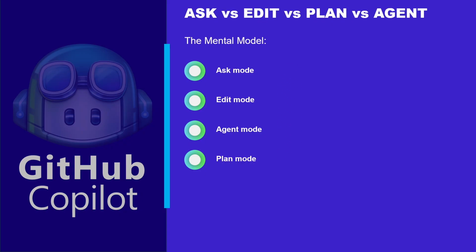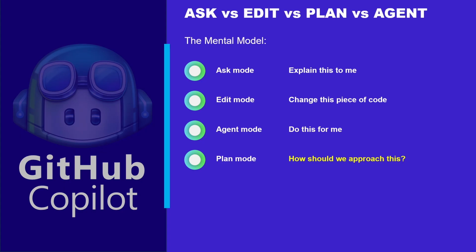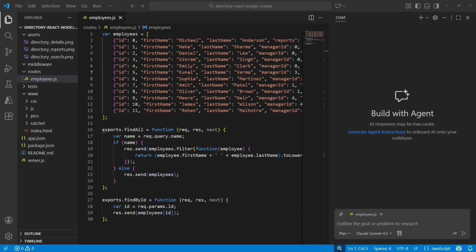Before we go mode by mode, let me give you a simple mental model that makes Copilot modes easy to remember. When you use Ask mode, you are basically saying explain this to me. When you use Edit mode, you are saying change this piece of code. And when you use Agent mode, you are telling Copilot do this for me. When you use Plan mode, you are asking how should we approach this. Think of Copilot as evolving from a teacher to an assistant, to a planner, and finally to a junior developer working with you. Let's start with the Ask mode.